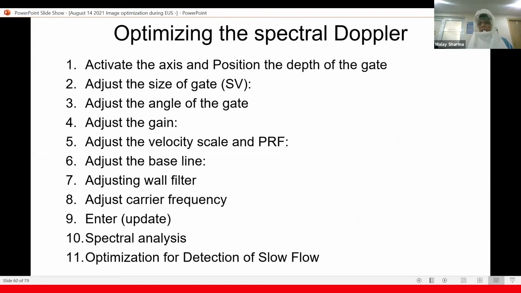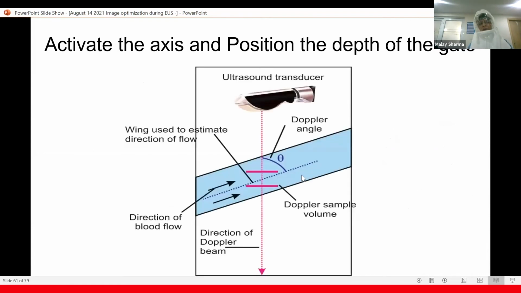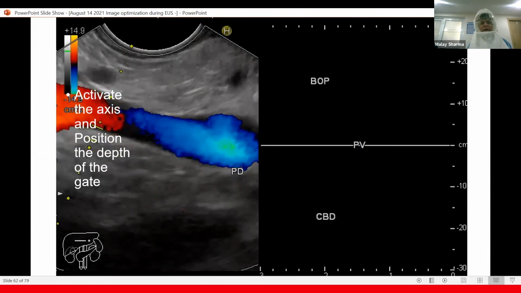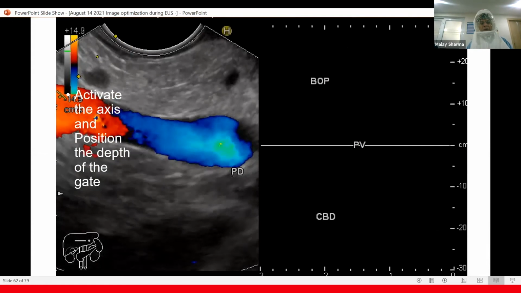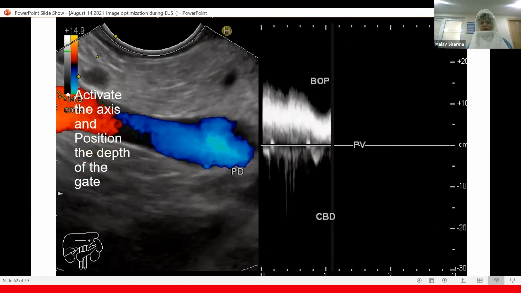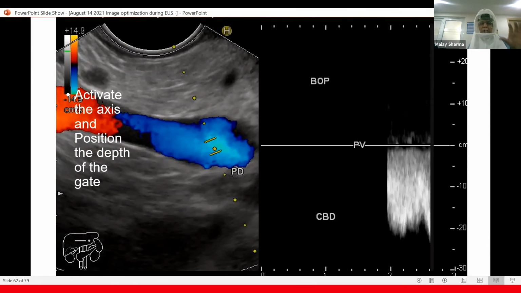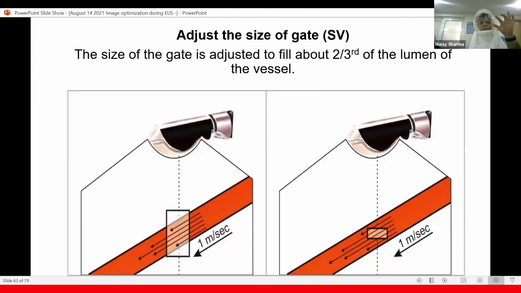The last part is spectral Doppler. We adjust the position, size, and all. Number 1, you apply the gate. Gate is within a vessel. Number 2, you adjust the size of the gate, bring the gate within the vessel, and then adjust the size of the gate. The gate should be approximately 3/4 or 2/3 of the lumen of the vessel.